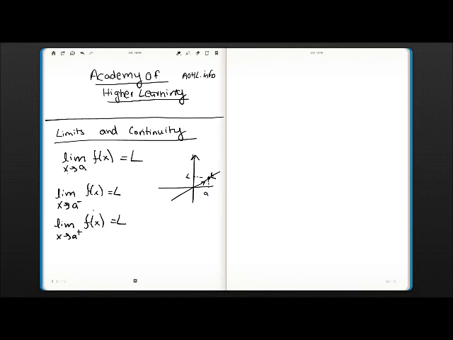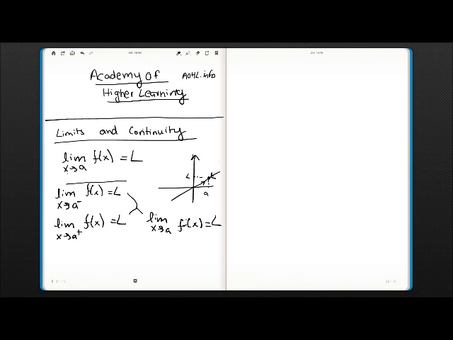Now when the left side and the right side are equal, the same value, we can say that the overall limit exists. In this case, from the left side it equals L and from the right side it equals L as well, so we can say that the overall limit, as x approaches a of f of x, exists and it equals L. So that's what it basically means.